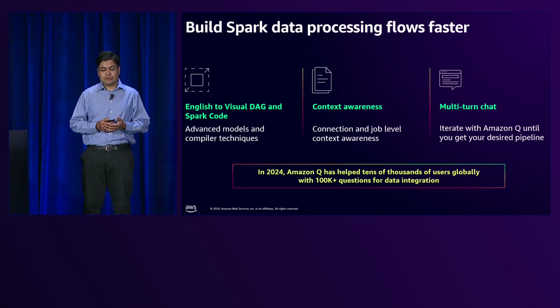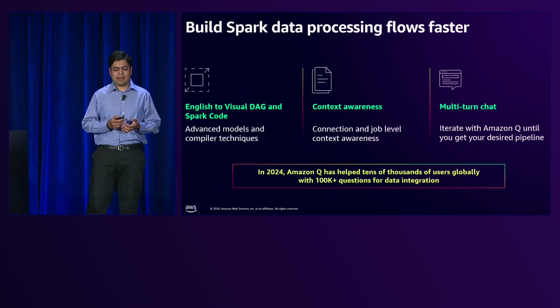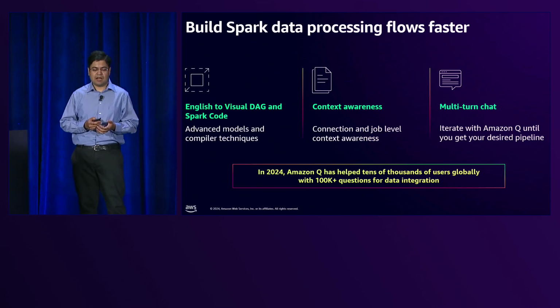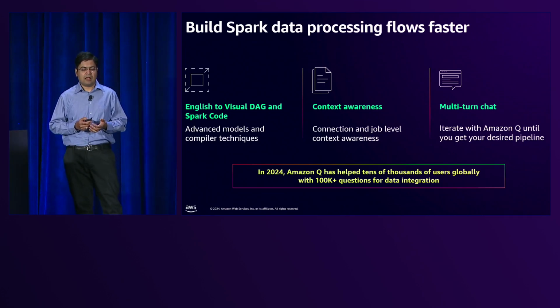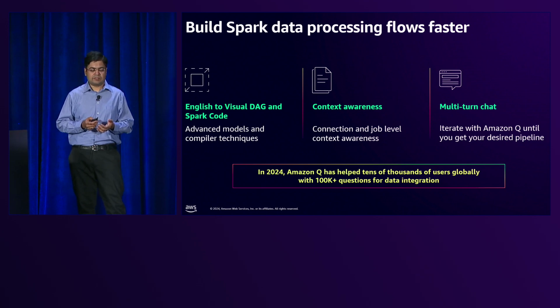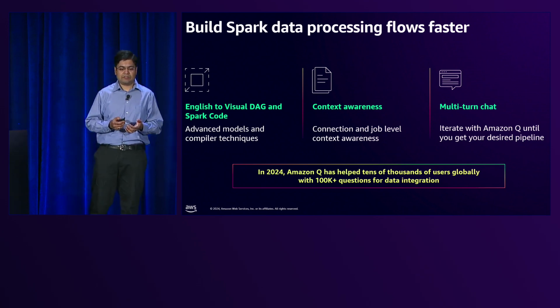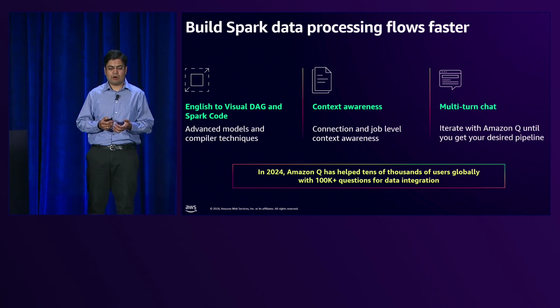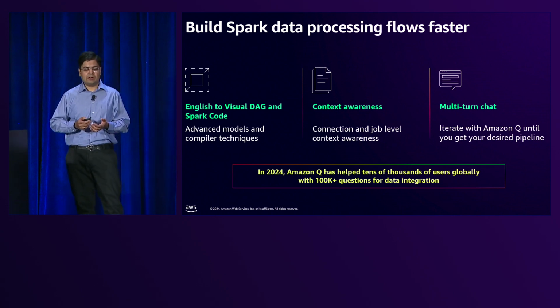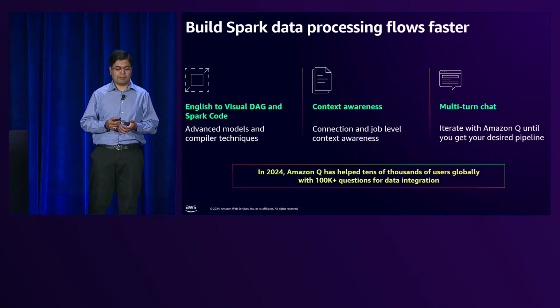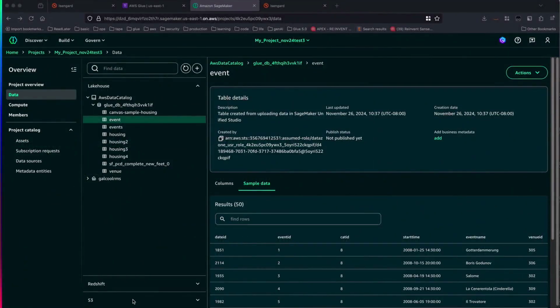Third, we allow users to interact with Amazon Q so that they can build their pipelines in an iterative fashion. For example, if you have to add a transform after a pipeline is built, you can just simply converse and ask Q to add a transform to the pipeline. Similarly, if you want to update something on the sink node, you can do that through the multi-turn chat capability. Let's look at it in action.